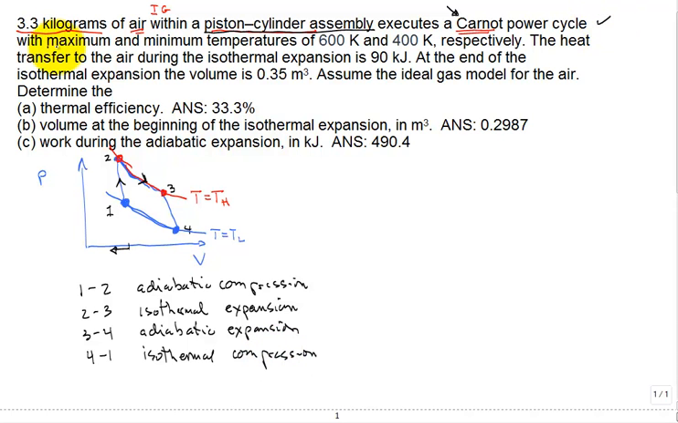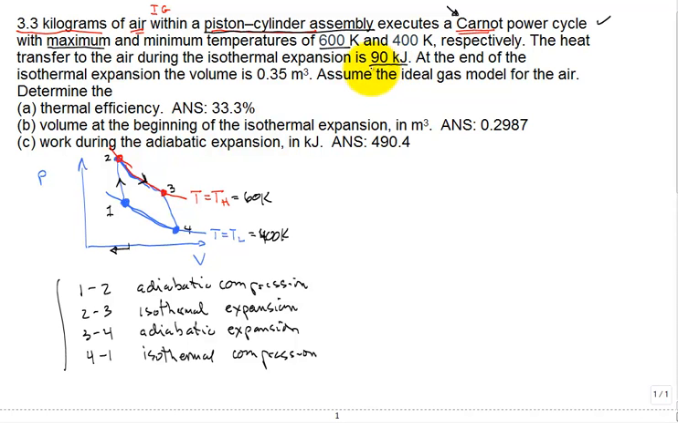Then they tell us the maximum and minimum temperatures: 600 Kelvin, and the minimum 400 Kelvin. Okay. The heat transfer to the air during the isothermal expansion is 90 kilojoules. Well, where is my isothermal expansion? Well, I'm glad we put this down here. It's right here. So what they're saying is that, let me do this. I'm trying to organize information.